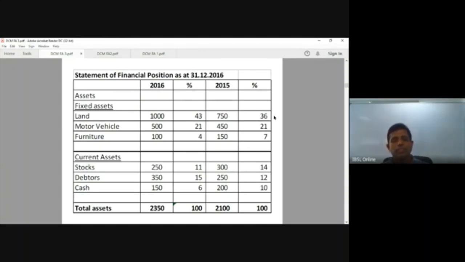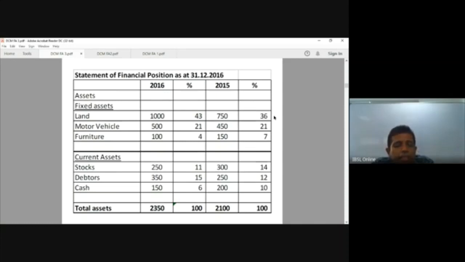Now, if you take individual items, last year the fixed asset value is about 64% of the total assets. I add 36, 21, and 7 of the 2015 figures. Fixed assets, last year it was 64% of the total assets. This year it is 68% of the total assets.